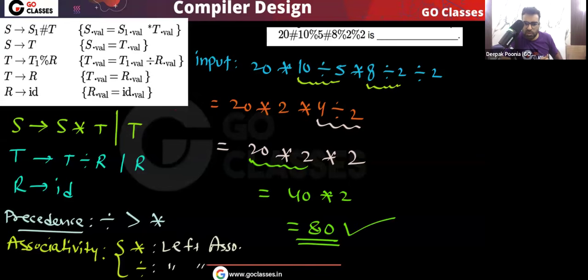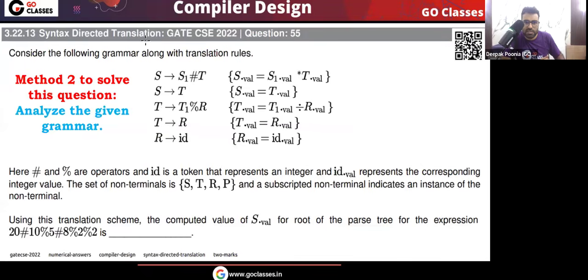So this GATE 2022 question we have done using two different methods. I hope you understood both of them. Okay, let's move on now.